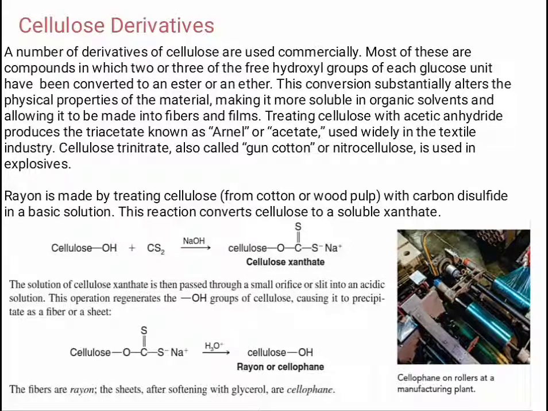Treating cellulose with acetic anhydride produces the triacetate known as acetate. It is used widely in the textile industry. Cellulose trinitrate, also called gun cotton or nitrocellulose, is used in explosives. Rayon is made by treating cellulose with carbon disulfide in a basic solution. This reaction converts cellulose to a soluble xanthate. So if you take cellulose and mix it with carbon disulfide in basic medium, it will form cellulose xanthate.